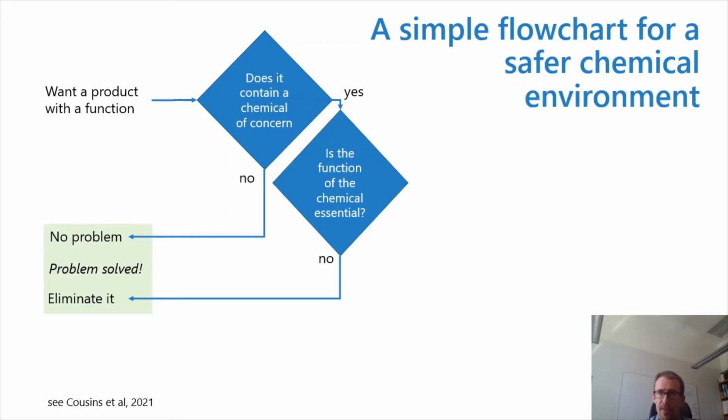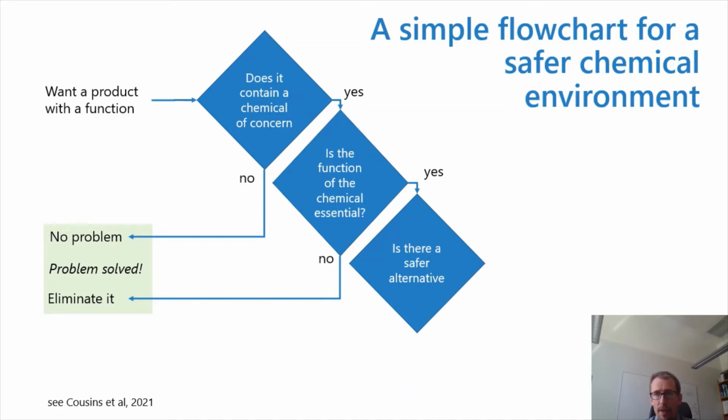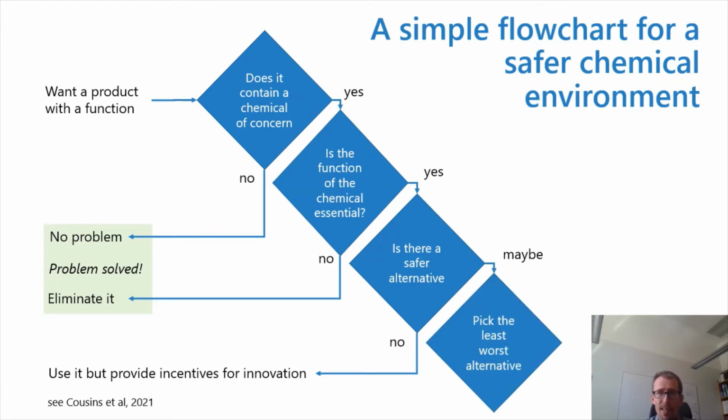So if the function of the chemical is essential, we should ask ourselves if there are any alternatives. Now, perhaps there are none. In that case, we should continue to use it, but provide incentives for the development of alternatives. Or perhaps there are alternatives, but none of them are exactly fantastic. This is a frequent situation where we're forced to select the least worst alternative.